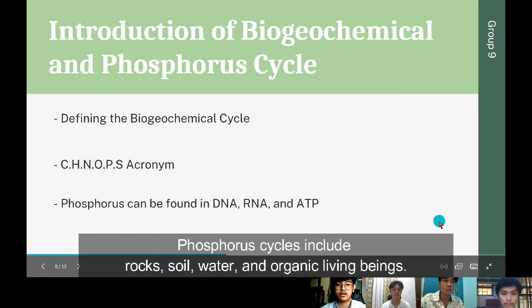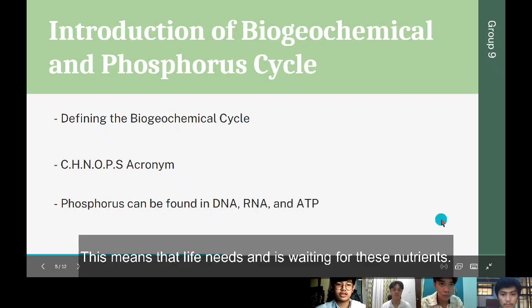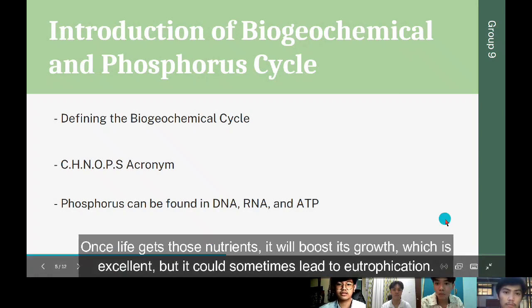The phosphorus cycle includes rocks, soils, waters, and organic living beings. Along with the nitrogen cycle, the phosphorus cycle is also called a limiting nutrient. This means that life needs and is waiting for these nutrients. Once life gets those nutrients, it will boost the growth, which is excellent, but it could sometimes lead to eutrophication.